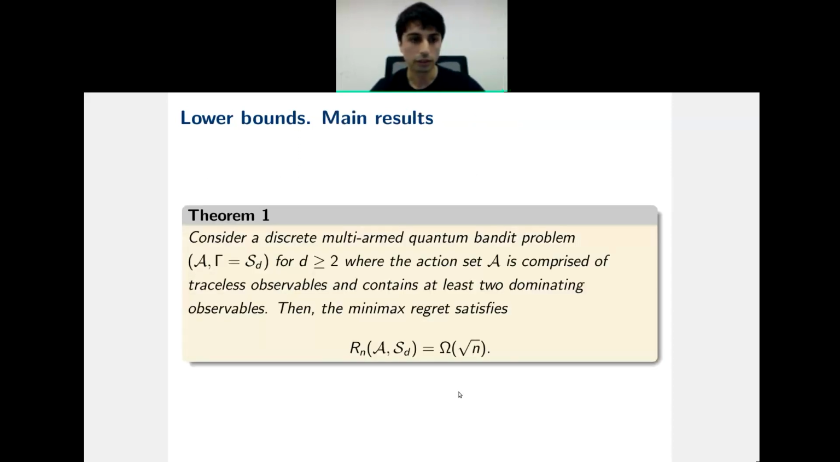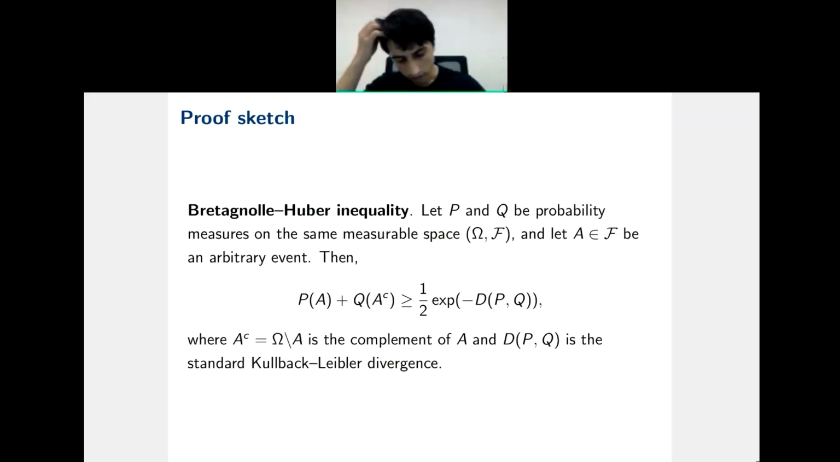So the first result is that if we consider a discrete multi-armed quantum bandit, where the action set is discrete and the environment is any quantum state, then for d greater or equal to 2, if the action set is comprised of traceless observables and contains at least two dominating observables, the minimax regret has a lower bound that scales as square root of n. Now I will give a very brief sketch of how we prove these lower bounds just for this case. Every case has some specific calculation, but you can go to the paper to see this. So I will give just an idea.